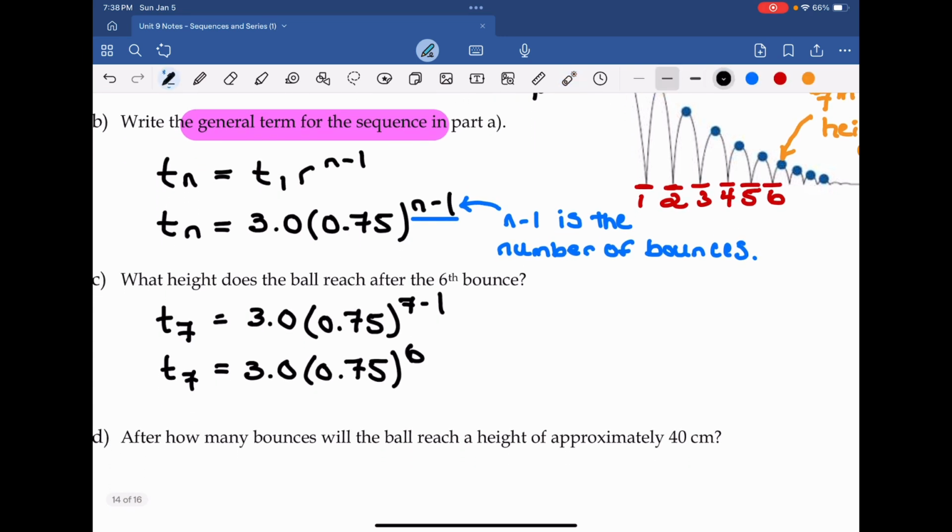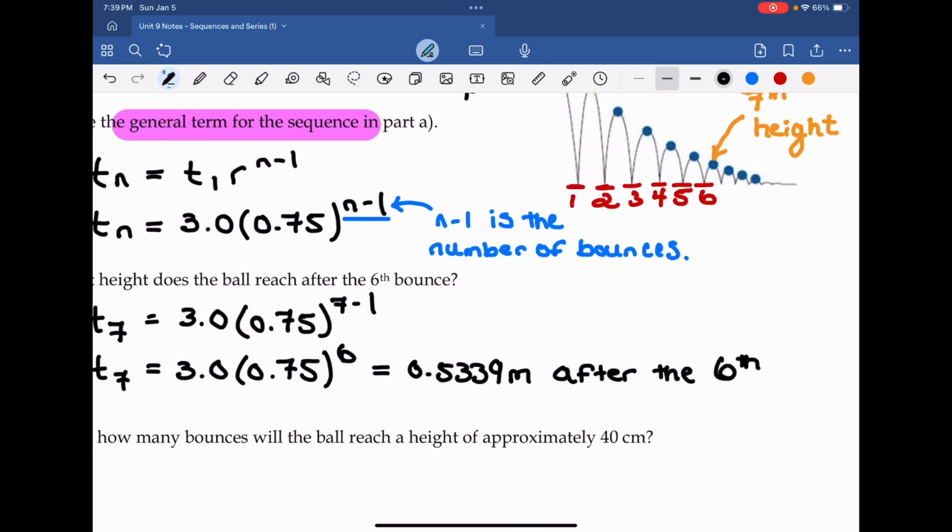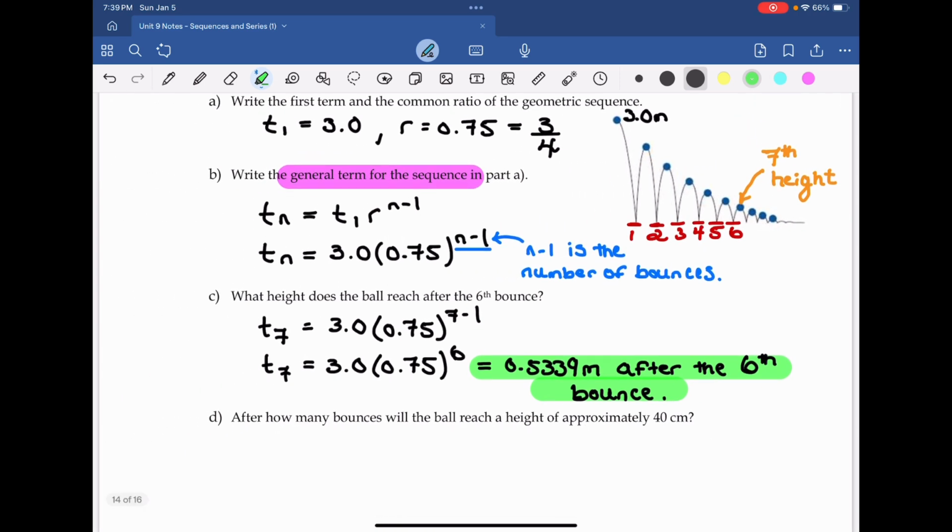Now, you plug this into your calculator. For the seventh position, aka the sixth bounce, we would write this as 0.5339 meters. Perfect. And we can say after the sixth bounce, it's in its seventh position. I know that might seem logical for some of you, but on a first time pass through, it can sometimes be a little difficult. Okay, next piece here.